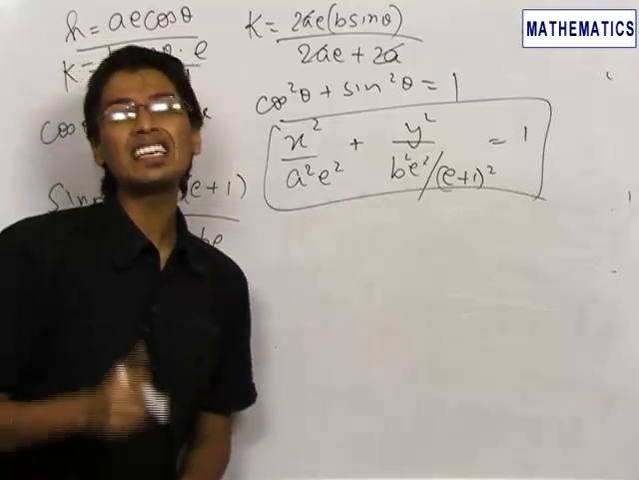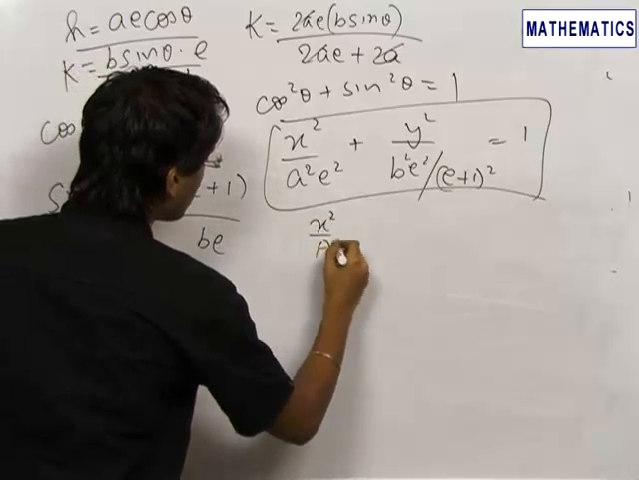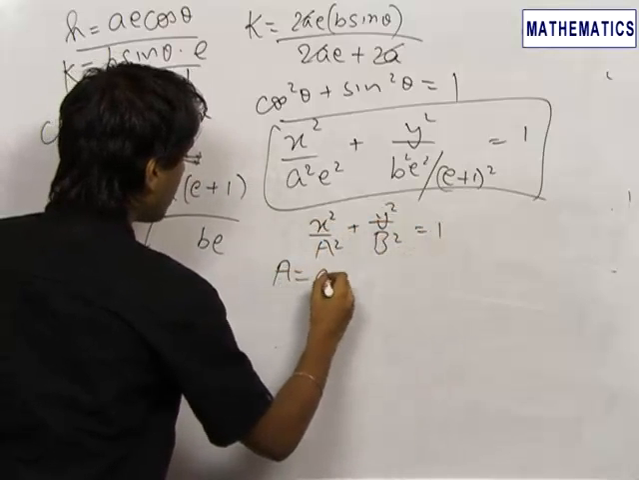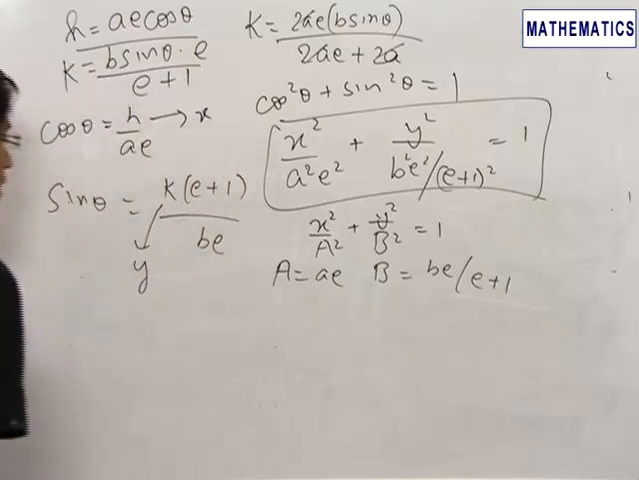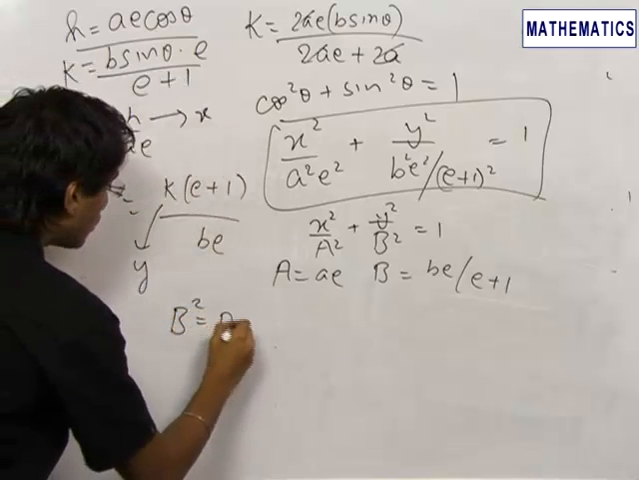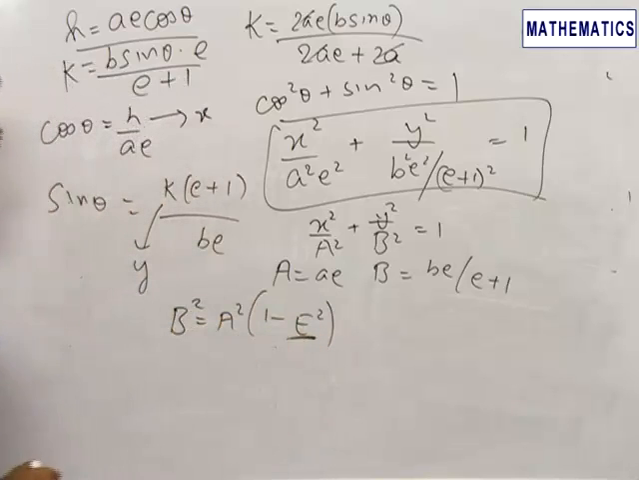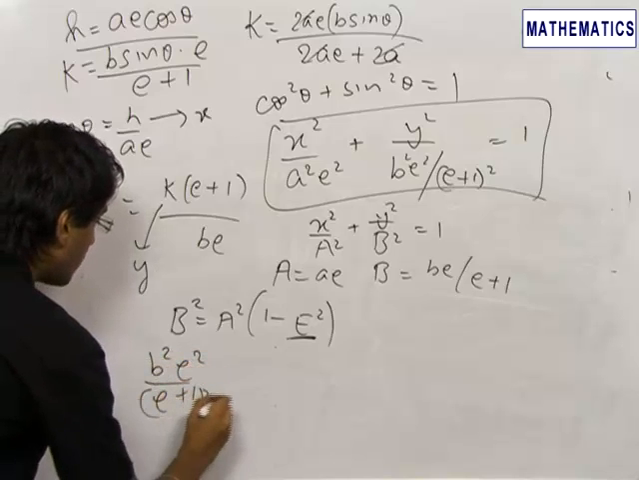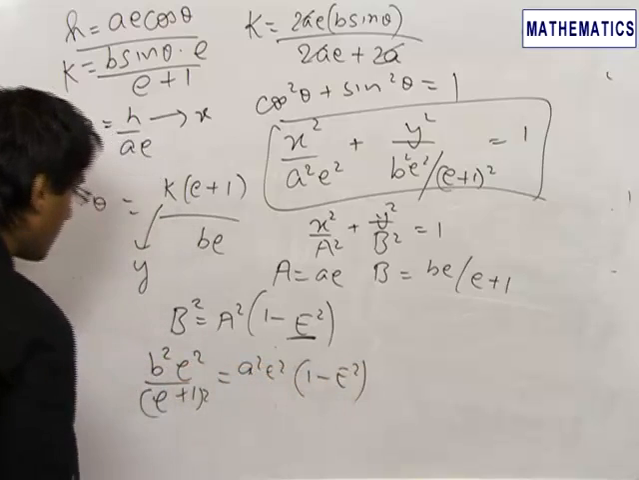And now we need to find the eccentricity of this ellipse. For this ellipse, we can write x square by capital A square plus y square by capital B square is equal to 1. Capital A is ae and capital B is be upon (e plus 1). And we know that B square is equal to A square times (1 minus capital E square). Let the capital E be the eccentricity of this ellipse. So this becomes b square e square upon (e plus 1) whole square is equal to a square e square into (1 minus E square).